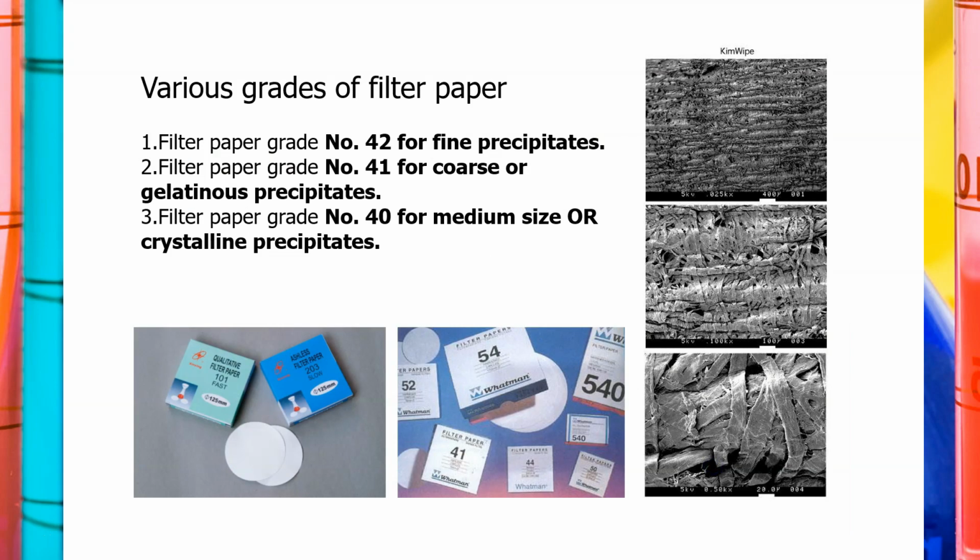There are various grades of filter paper that are used in chemical processes, for example, filter paper grade number 24, number 41 and number 40. Usually, they will use filter paper grade number 40 for medium or crystalline precipitate.